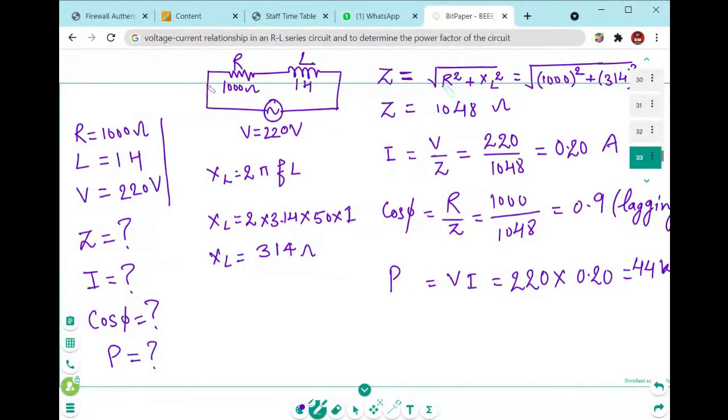You know very well that Z is equal to the square root of R square plus XL square, and you will put in the value of this resistance, that is 1000 ohm, that is 1 kilo ohm. And you have to put the value of XL. So what is the formula for XL? The formula for XL is 2 pi F L.